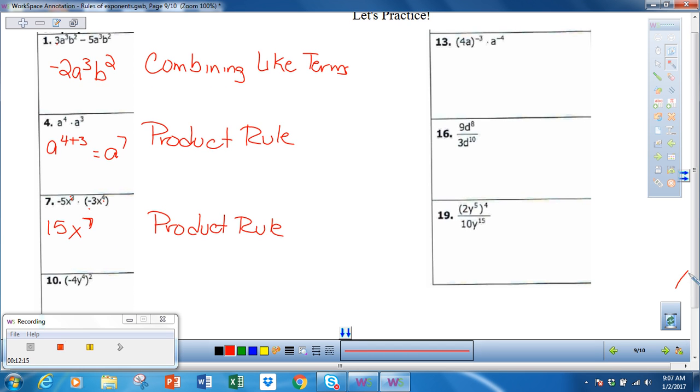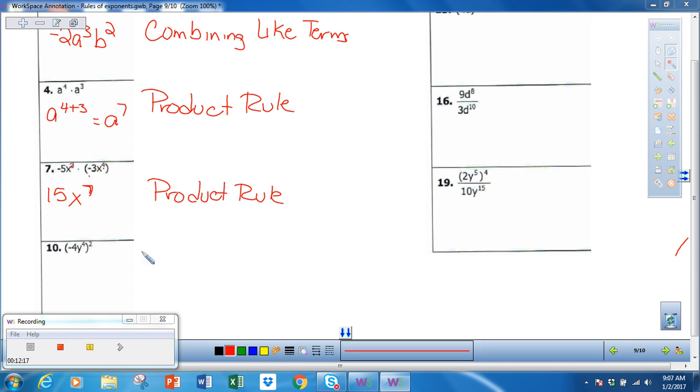Then for problem 10, we're raising a power to a power. So this is our power rule. And remember, in the power rule, we treat coefficients the way we have since the beginning. So this becomes negative 4 squared, y to the 4th squared. Negative 4 squared is positive 16, and then y to the 4th squared is y to the 8th because we're going to multiply those exponents. This is negative 4 times negative 4, and this is y to the 4th squared, which means I multiply the exponents.